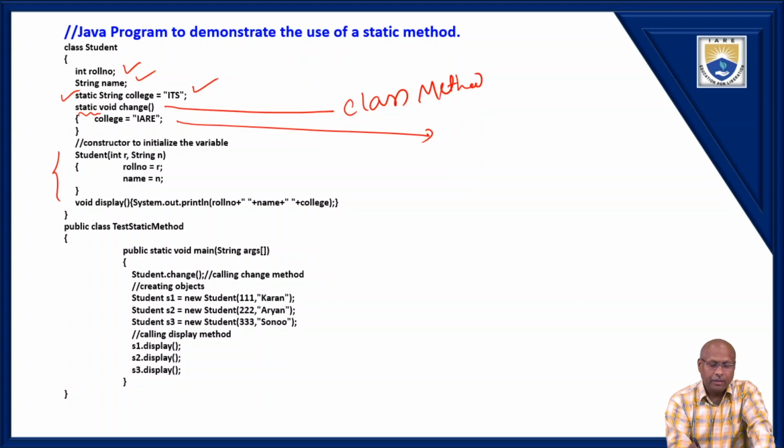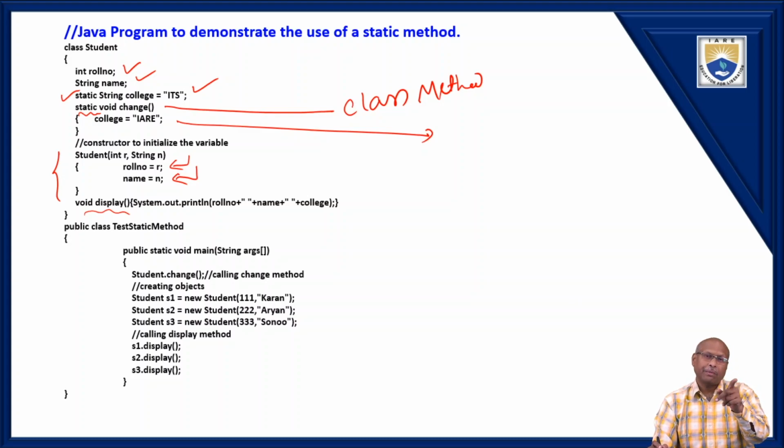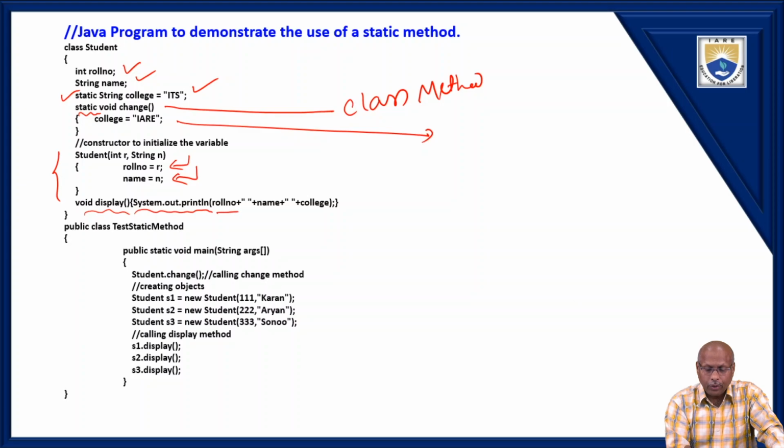And this is my constructor, with String r and String n. Automatically my roll number and name are assigned. Then here I have written a normal method. This is a non-static method. So the class Student has two methods: a class method as well as a non-static method, or instance method. Now the display method, what is it displaying? System.out.println of roll number, name and college. It is using all types of variables. A non-static method can use all types of data. It can use non-static data, and it can use static data.